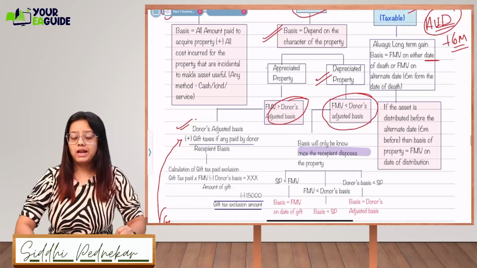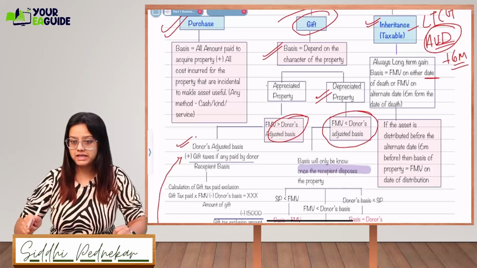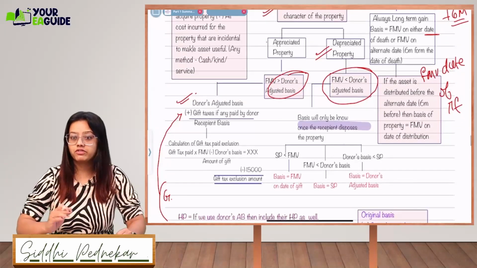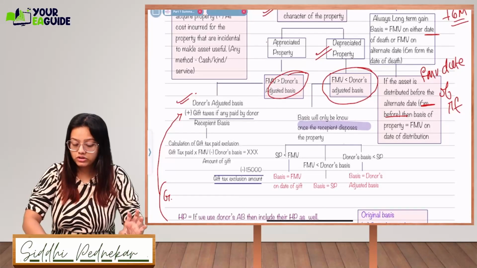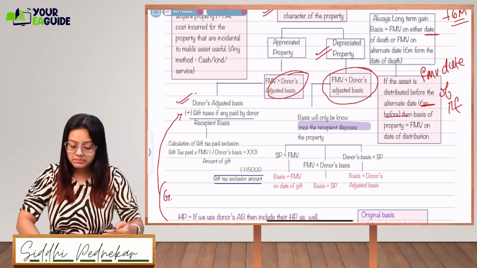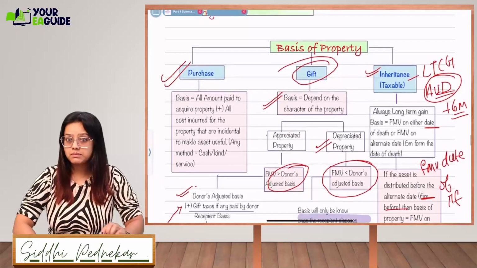Okay, now what will happen? Sometimes, if a transfer takes place before the alternate valuation date, then take the FMV on the date of transfer. This is what it is mentioning. If the asset is distributed before the alternate valuation date, that is within 6 months, the basis will be the FMV on the date of distribution. Got it, guys? This is about the basis of property.